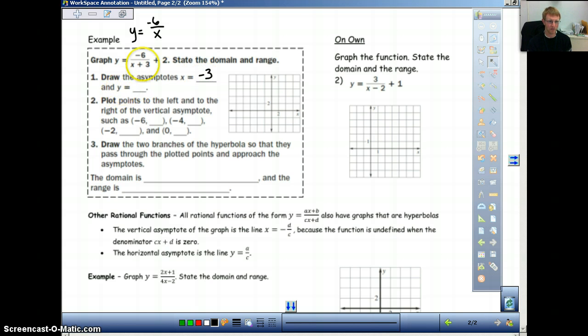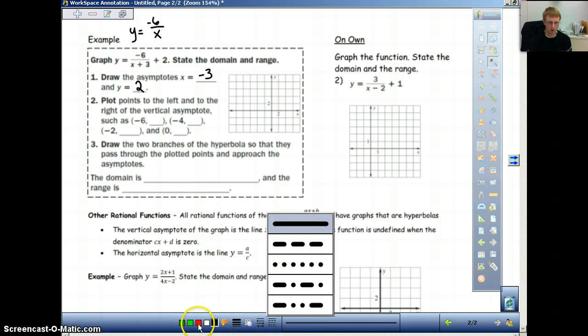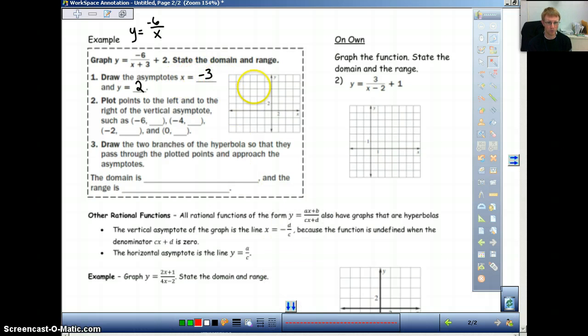And then our horizontal asymptote is going to be what this plus 2 does. It was originally 0. Now it's changing to a positive 2. So that means we have y equals 2. Our first goal here is to draw these, and I'm going to draw them in red so you can see them. So x equals -3. 1, 2, 3. That's our vertical asymptote. Okay, we have y equals 2.